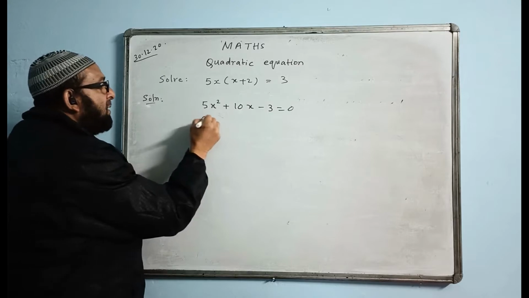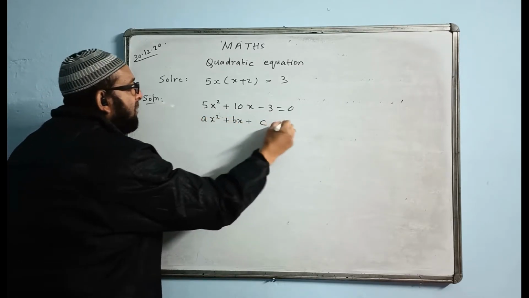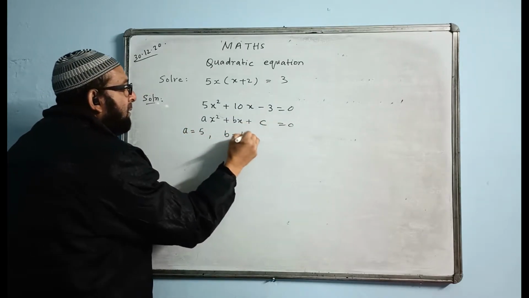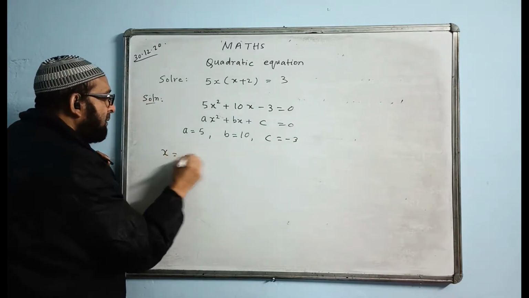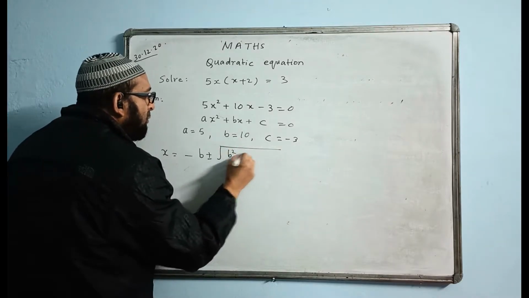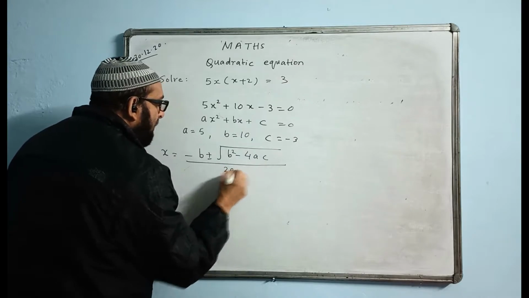Now, below this, take the standard equation, ax squared plus bx plus c equal to 0. The value of a is 5, the value of b is 10, and the value of c is minus 3. Now I use the formula: x equals minus b plus or minus the root of b squared minus 4ac, upon 2a.